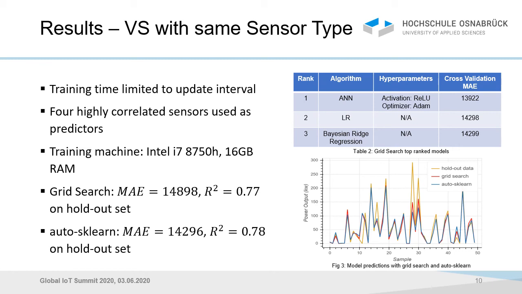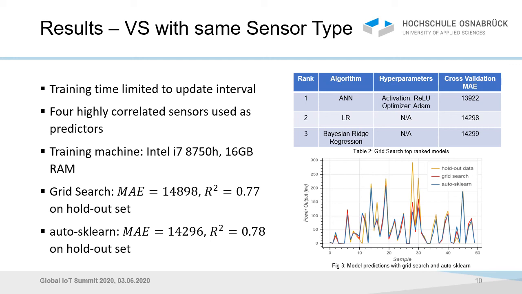For grid search, 39 different models were created with different algorithms and tuning options, and the fastest algorithm was linear regression with a training time of only 50 milliseconds. On the top right corner, you can see the top three algorithms with their tuning options and their mean absolute error from five-fold cross validation. On the test set, the best algorithm had a mean absolute error of around 15,000 and an R-squared score of 0.77. The model from AutoScalan had better mean absolute error and R-squared score, which was trained within the same time.